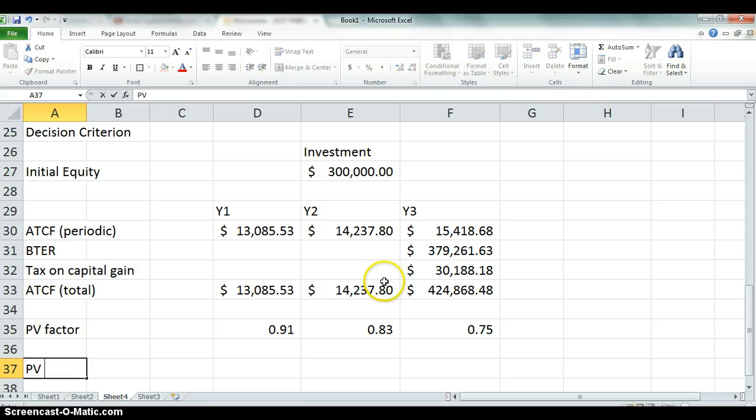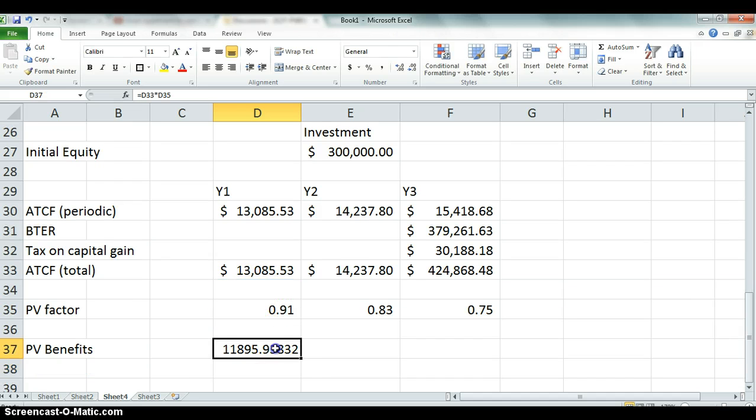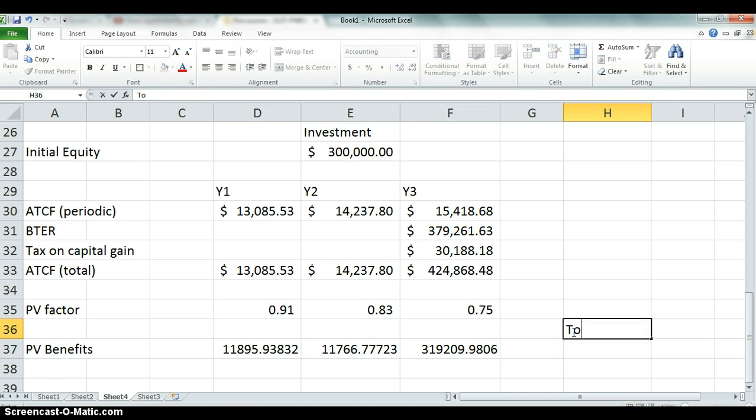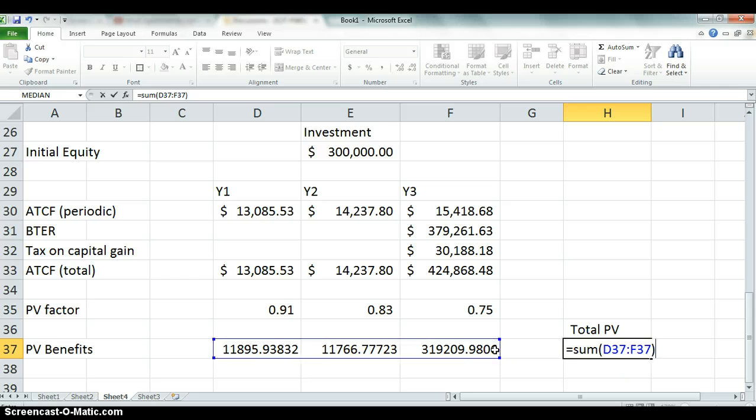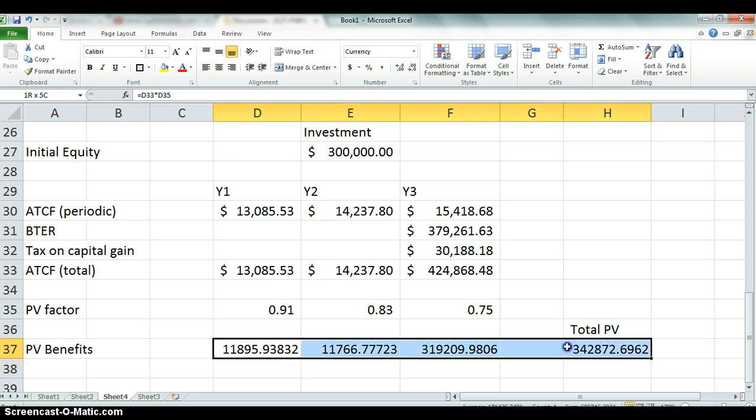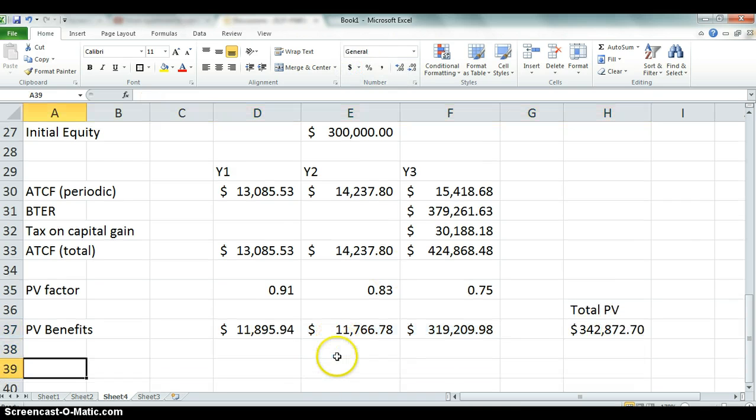Finally, we will be able to calculate our present value benefit. It equals the after-tax cash flow times our present value factor. And finally, we will have a total present value, which equals the summation of all the present values we just calculated. Let's change these all to dollar signs.